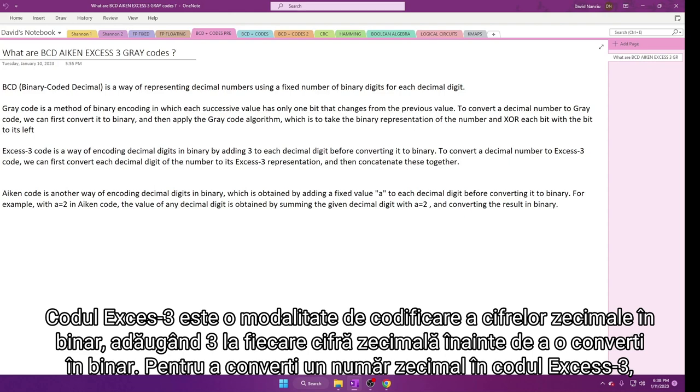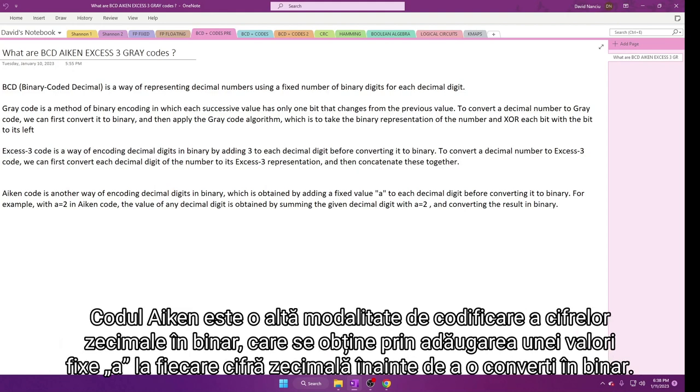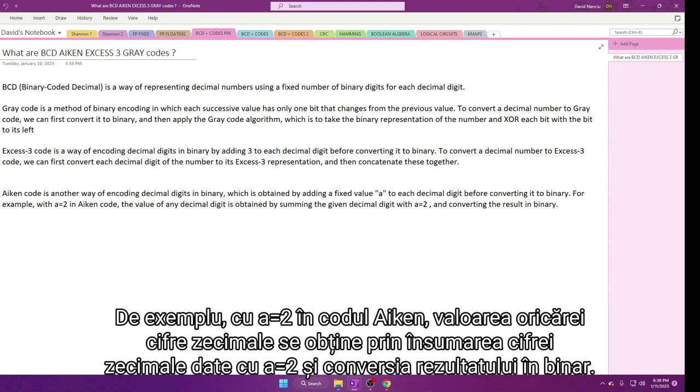To convert a decimal number to access tree code, we can first convert each decimal digit of the number to its access tree representation and then concatenate these together. Icon code is another way of encoding decimal digits in binary, which is obtained by adding a fixed value A to each decimal digit before converting it to binary. For example, with A being 2, in icon code the value of any decimal digit is obtained by summing the given decimal digit with A, which is 2, and converting the result in binary.